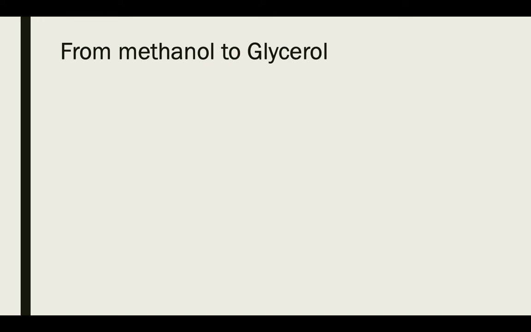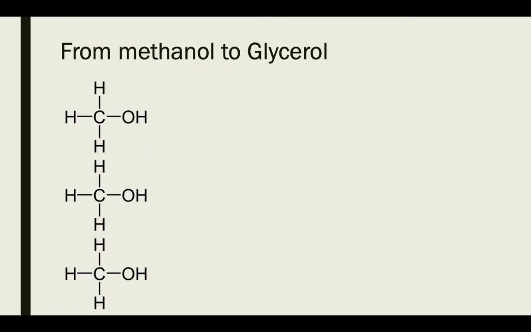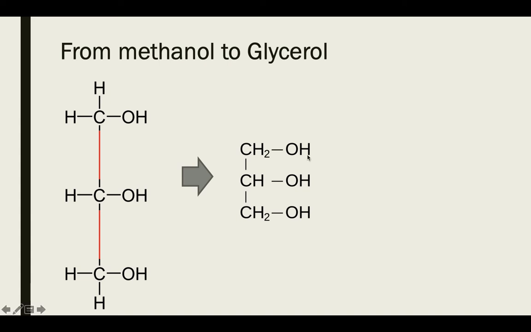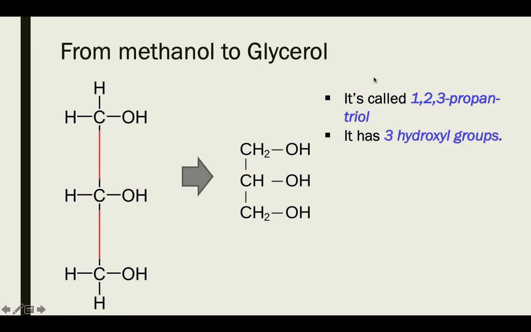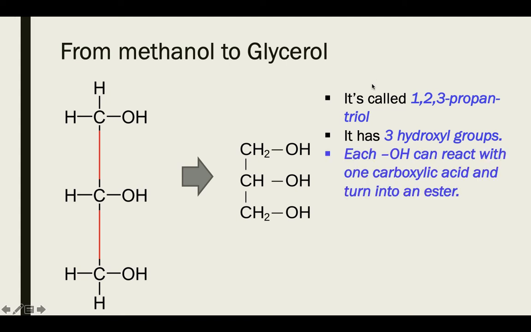So what is glycerol? Here are 3 methanol molecules. You know them, okay? So I'm going to first cut out these hydrogens in between them and then link them together. You see here, this molecule with 3 carbons connected to 3 hydroxyl groups. Okay? This is our glycerol molecule. Its systematic name is 1,2,3-propanetriol.